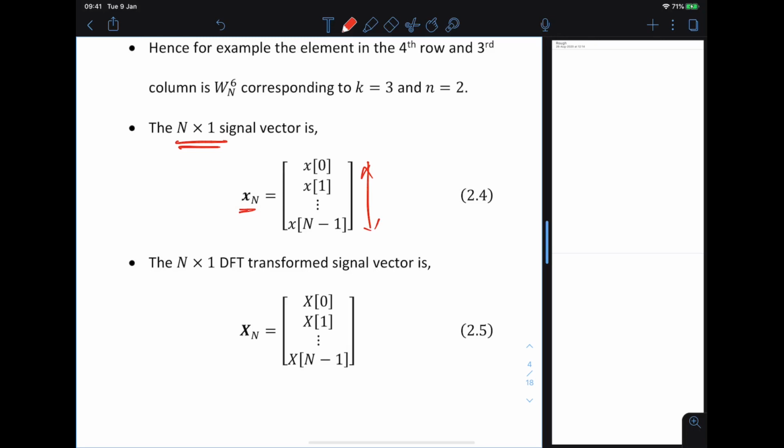And bold letter means it's a vector. Now capital means the transformed version of your time signal. That is your DFT signal. So instead of x of k, you have n samples, that is capital X0 to capital X of n minus 1. All I did is I just took all the samples and put it in a column vector, and it is the DFT transformed signal vector.